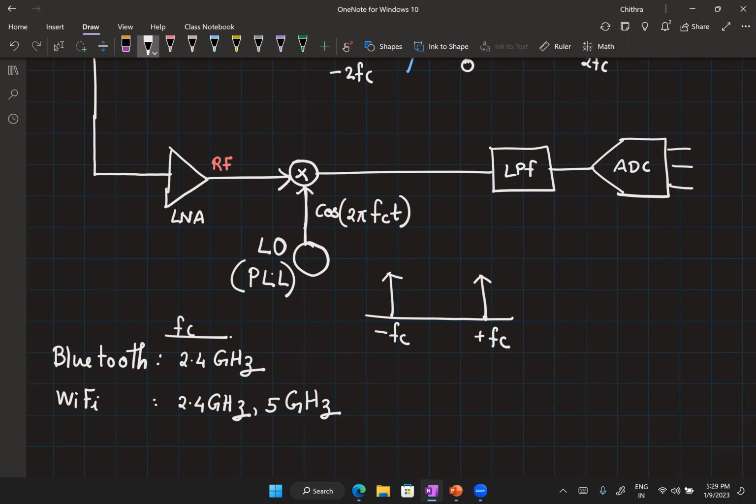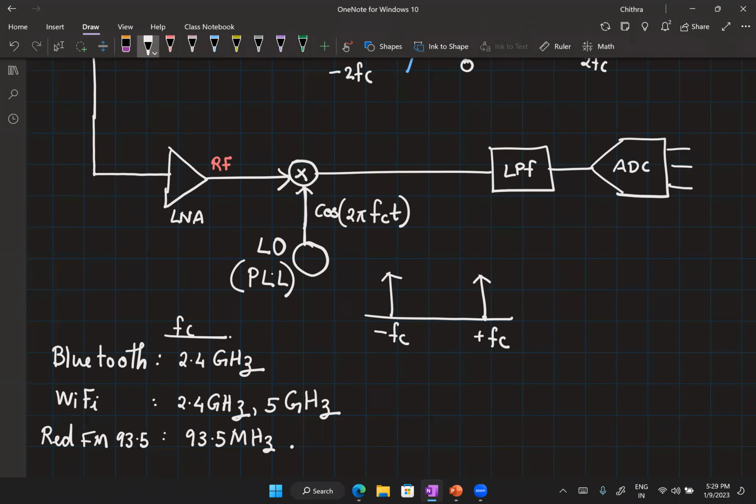So now let's take a radio, like FM channel. Let's say we are looking at Red FM 93.5. Then what would be the FC value, carrier frequency value? 93.5, what is the unit? Megahertz. Right? So these are some of the typical carrier frequencies that you will see.